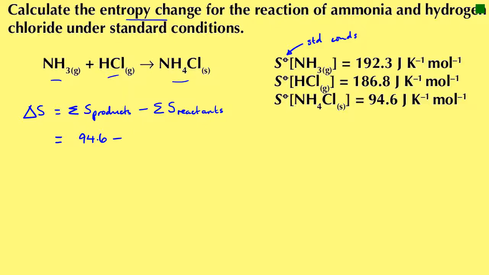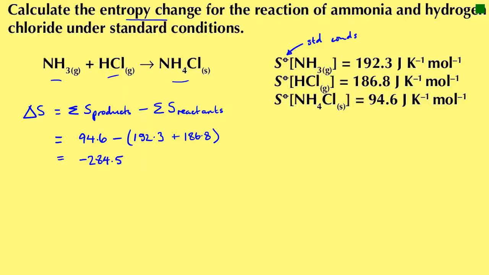And then we're going to open our brackets because we're going to add up all of our reactants. So the entropy of our ammonia is 192.3 joules per Kelvin per mole. And our other reactant is hydrogen chloride gas, and as you can see, the entropy of 1 mole of that at standard conditions is 186.8 joules per Kelvin per mole. And when we do that calculation, we've come up with a negative 284.5.